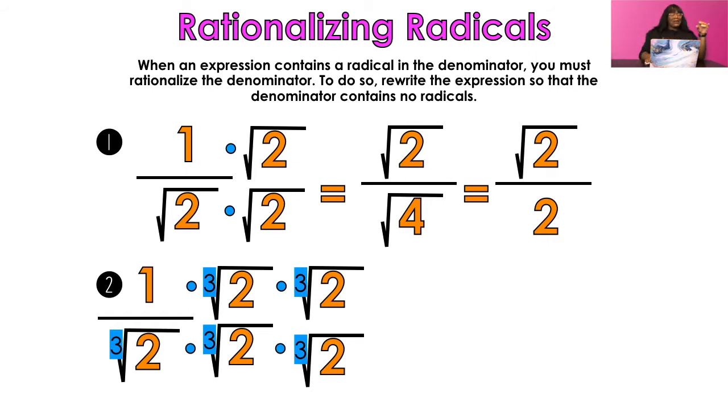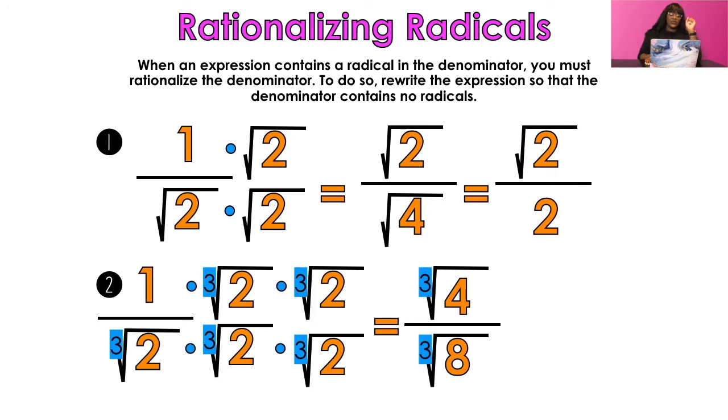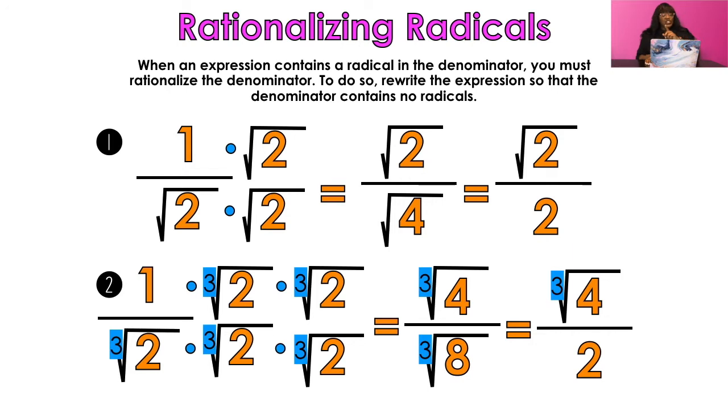So Miss Brunat, what are you talking about? Okay, great. On top, I'm going to get the cube root of 2 times the cube root of 2. That's going to give me the cube root of 4. On the bottom, I'm going to have the cube root of 2 times the cube root of 2 times the cube root of 2. That's going to give me the cube root of 8. What's the cube root of 8? There you go. A 2.